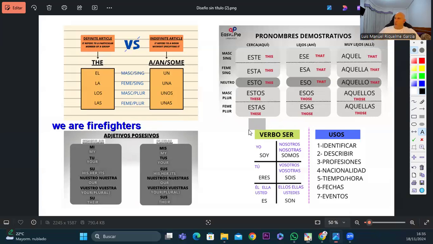So we are firefighters. How do we say we are? This box over here is the we are. So nosotros somos. Bombero is the word for a firefighter, but it's plural. So nosotros somos bomberos. Nosotros somos bomberos. We are firefighters. Vale.